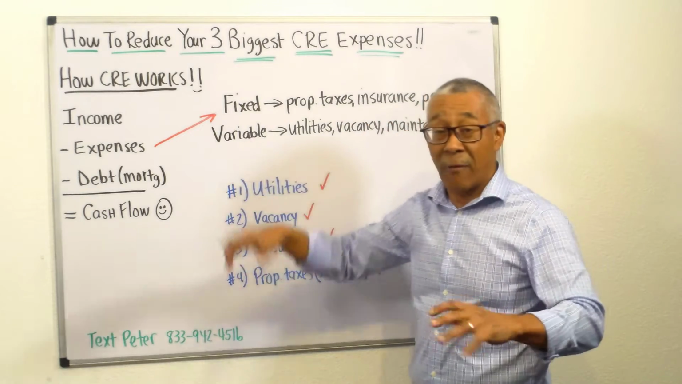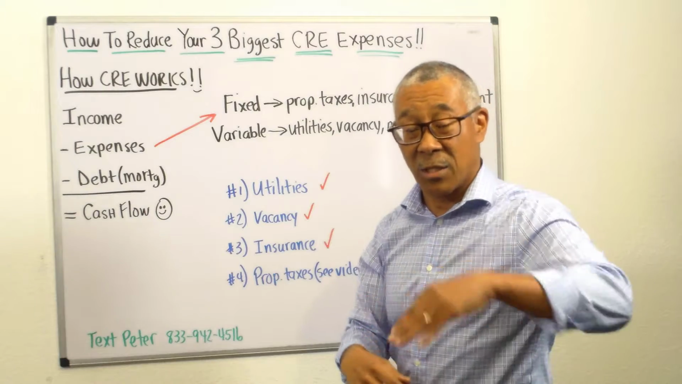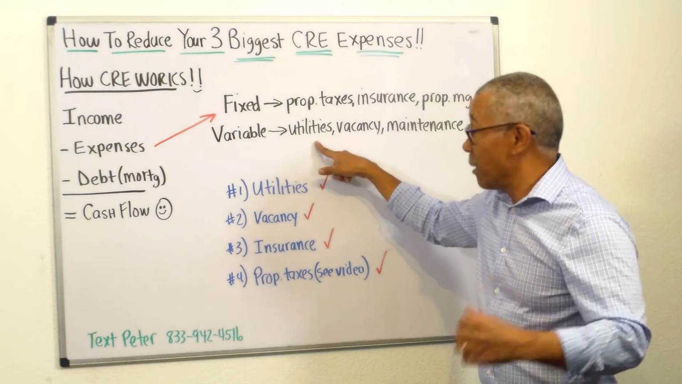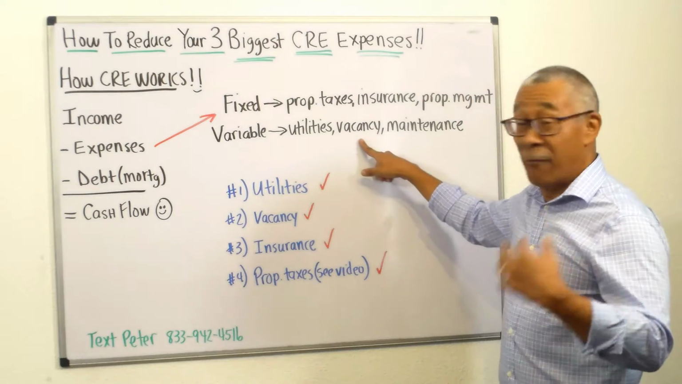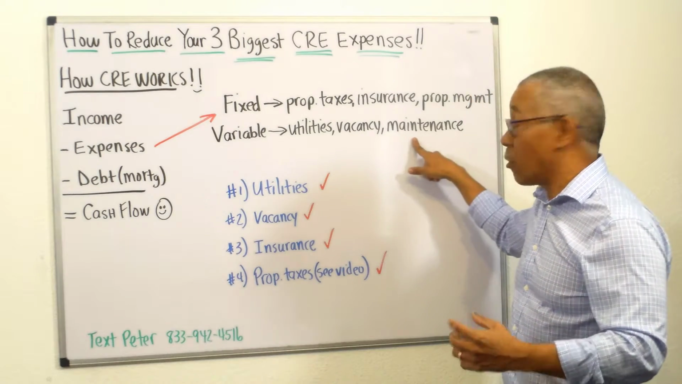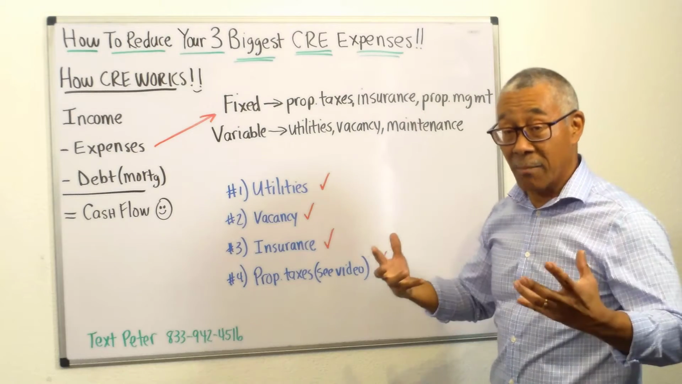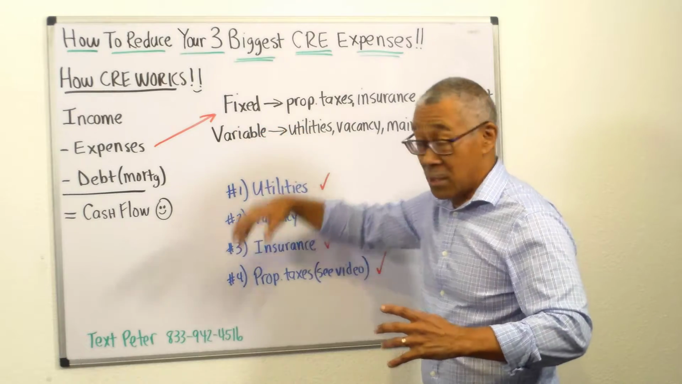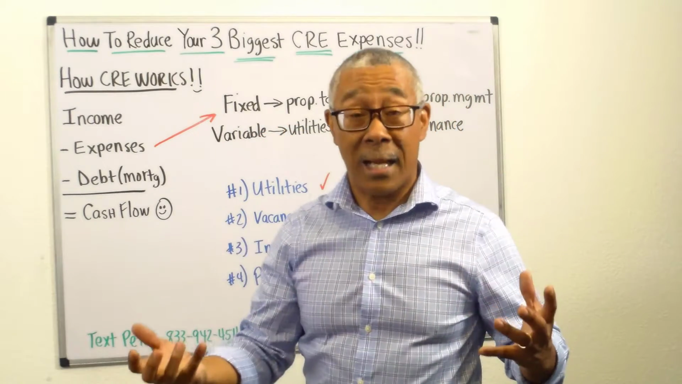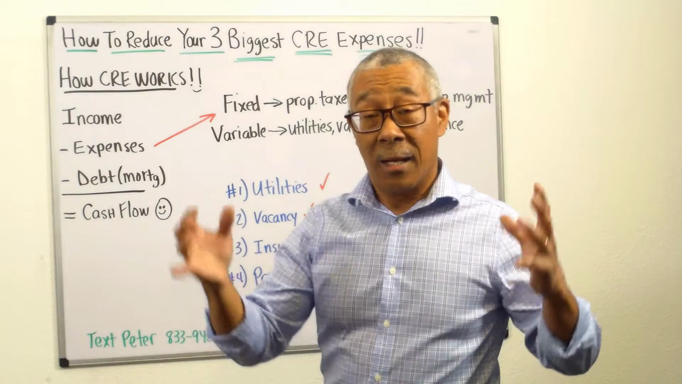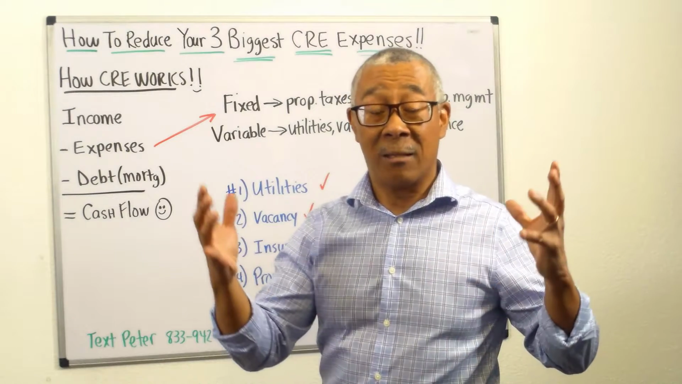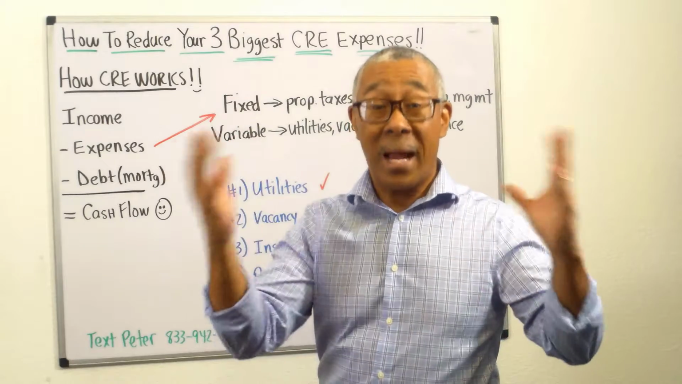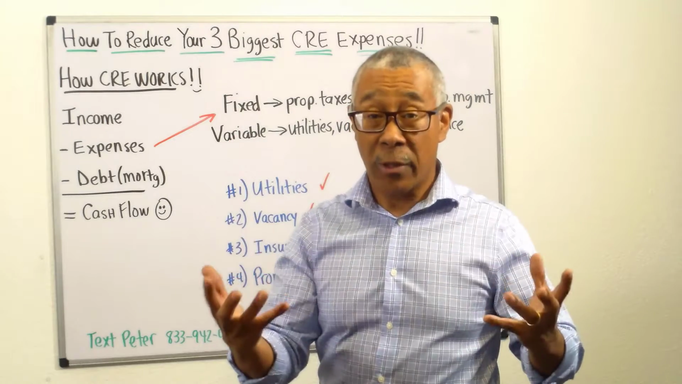And then secondly, we have our variable expenses. These expenses vary month to month, okay? And they include your utilities, right? They vary month to month. Vacancies vary month to month, and also maintenance varies month to month, okay? Now, out of your fixed and variable expenses, 3 of them really stick out in my last 20 years of experience, the 3 that can come back and bite you in the butt or allow you to maximize the cash flow and returns on your property.